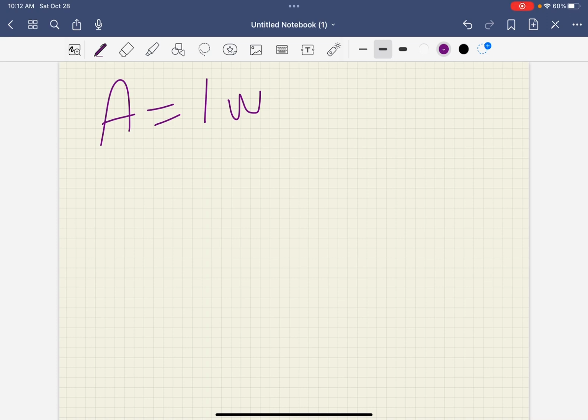And we're working with plugging values into formulas. So you should recognize this is the area of a rectangle, which you might also know as base times height. Either one works, doesn't matter.